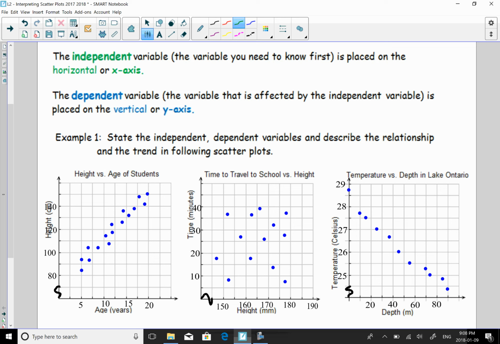The dependent variable is the variable that is affected by the independent. So that happens second. So the independent is affecting the dependent. This variable is placed on the vertical axis, or what we call the y-axis, that goes up and down.